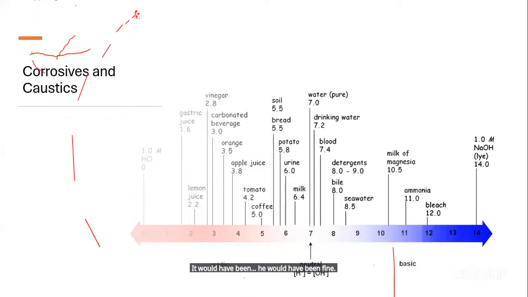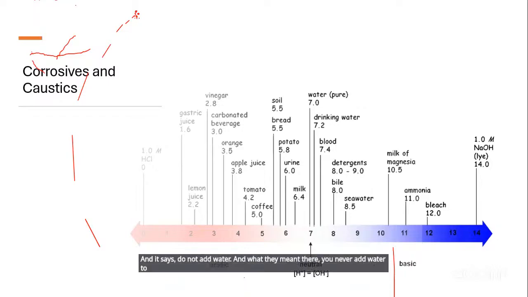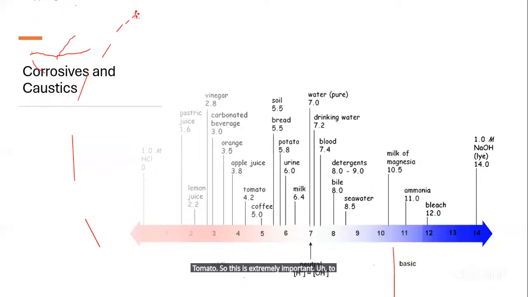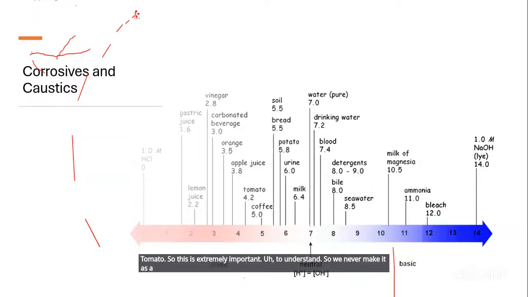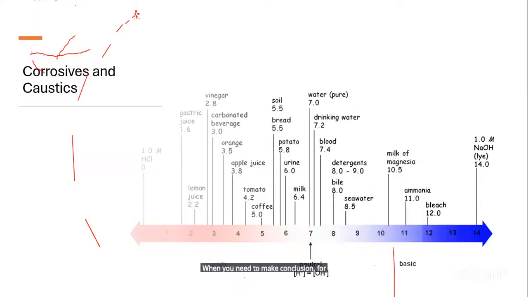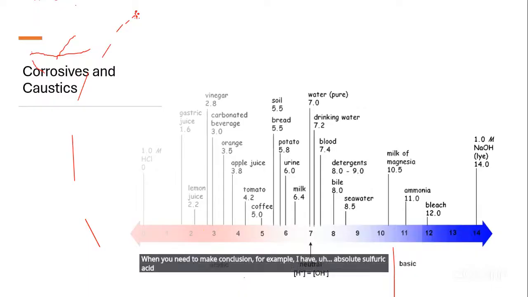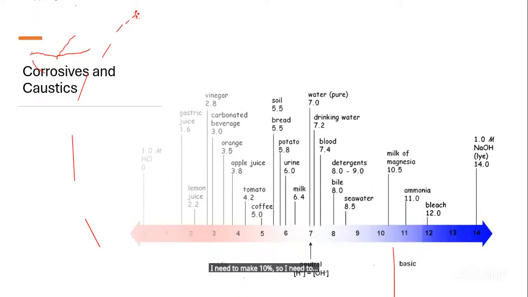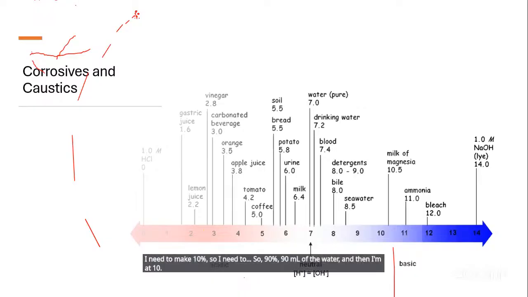But just the confusion, and it says do not add water, and what they meant there, you never add water to acid. You always add acid to water. So this is extremely important to understand. So we never make it as a rule of thumb, no matter what chemicals. Always, when you need to make dilution, for example, I have absolute sulfuric acid, 98% or 99%. I need to make 10%. So I need to fill 90% or 90 ml of water. Then I'll add 10 ml of acid to it.